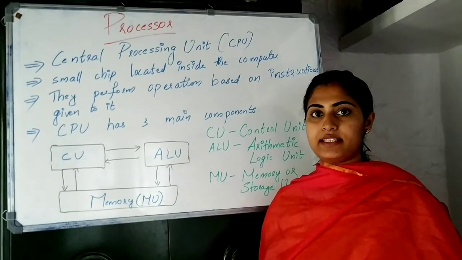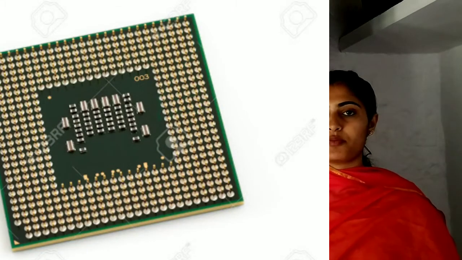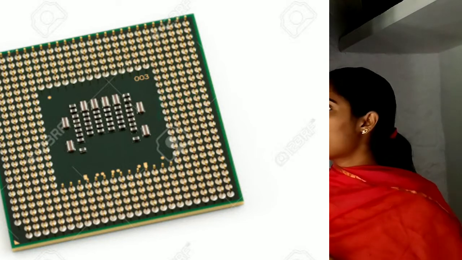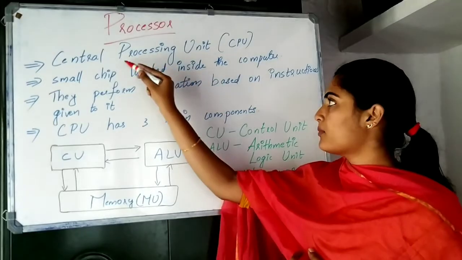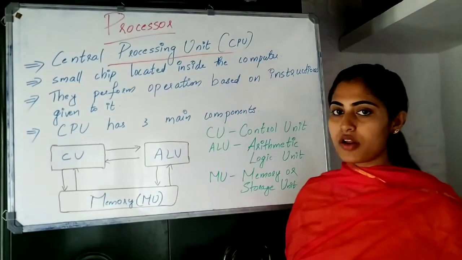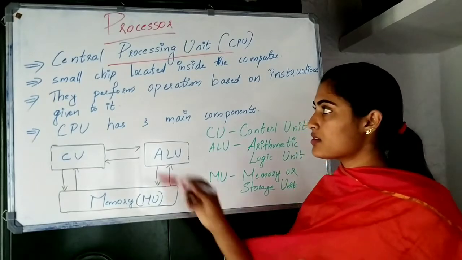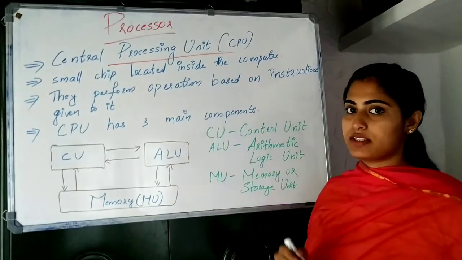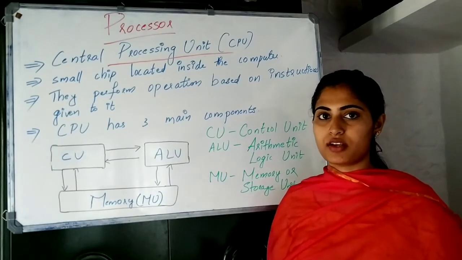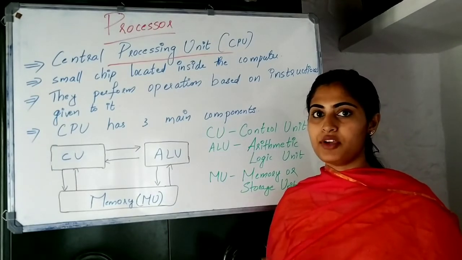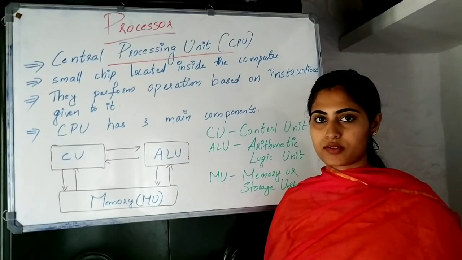The next internal hardware component is processor. Processor is also known as central processing unit. All of you are familiar with this term, central processing unit or CPU. A processor is a small chip that is located inside the computer, and it performs the operations according to the instructions that we users give.